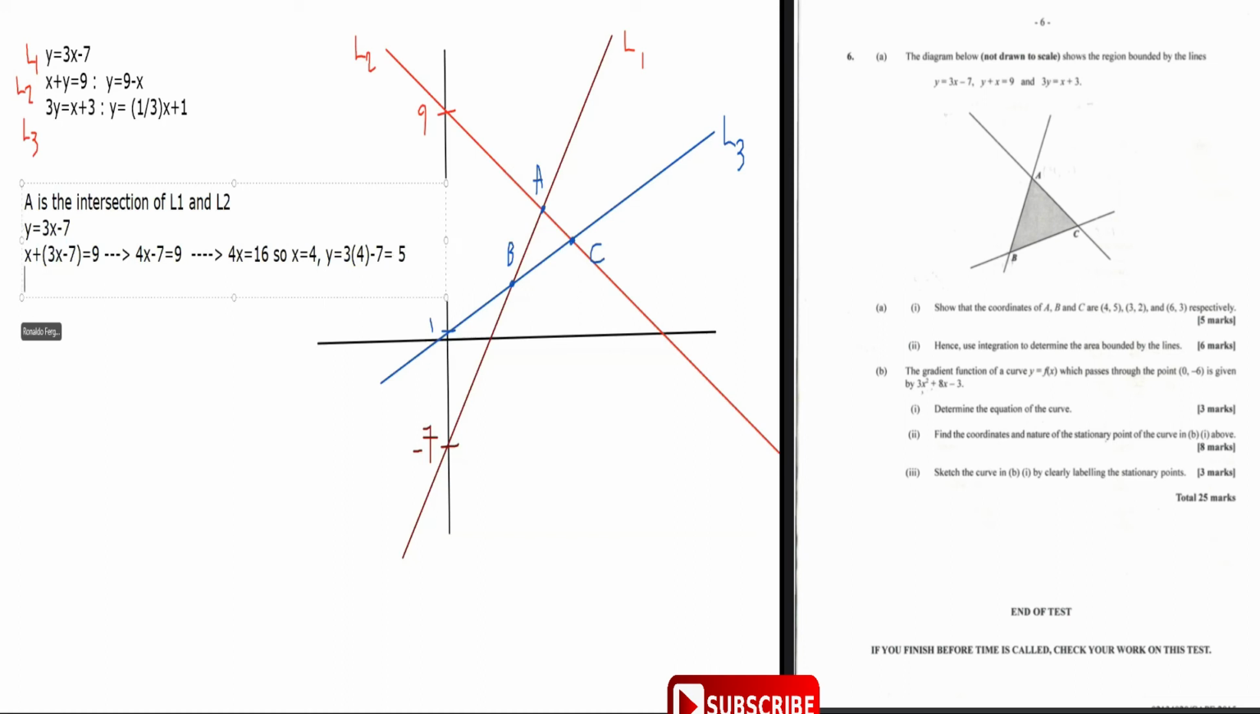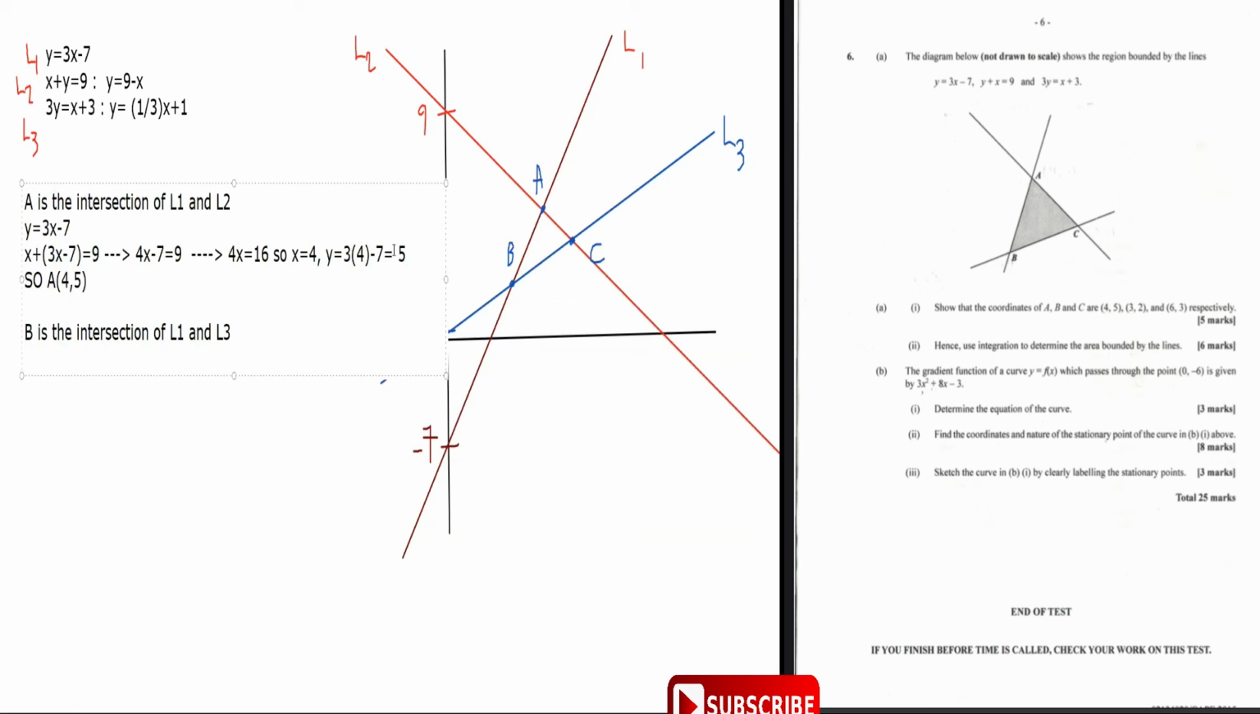So A is the point (4, 5). Now that we have the point A, the next thing we need is to find the point B. B is the intersection of L1 and L3. That is B.